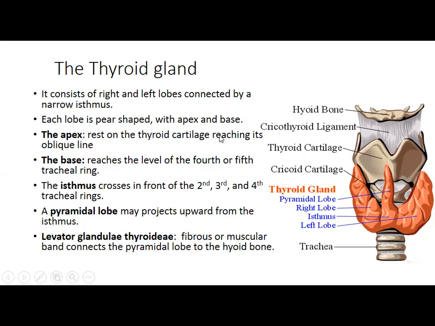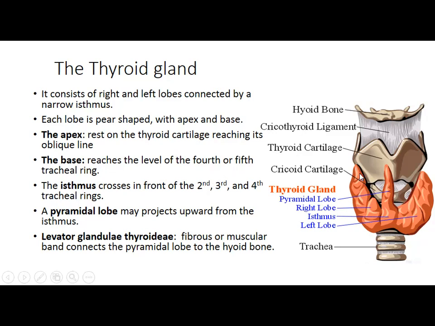Each lobe is spear-shaped with an apex and a base. If you see, each lobe is spear-shaped with the apex on the top and the base below, like a pyramid. The apex rests on the thyroid cartilage. If you see here, this is the thyroid gland, and above that is the thyroid cartilage. So the apex lies on the oblique line of the thyroid cartilage. The base reaches the level of the fourth or fifth tracheal ring. This is the trachea here, and these are called tracheal rings. So the base goes up to the fourth or fifth tracheal ring.